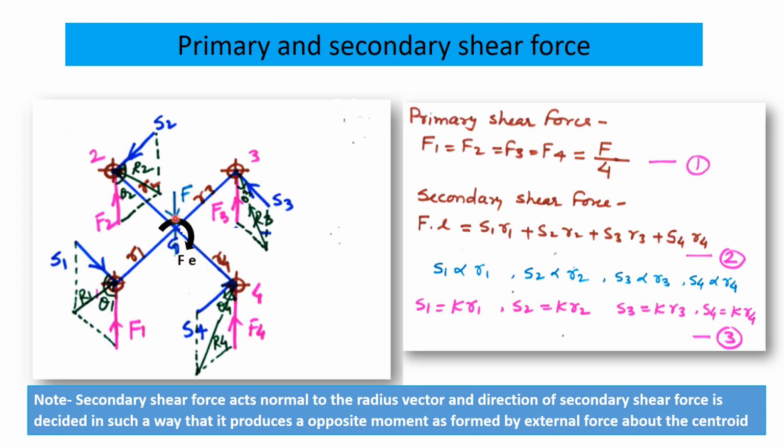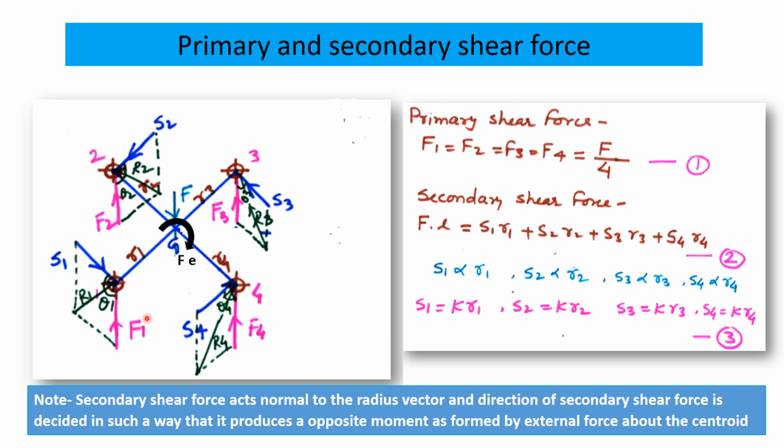Because of this force F, a direct shear stress is produced inside each and every rivet, so it produces a primary shear stress. Because of this couple F into e, a secondary shear force is produced in each and every rivet. The forces represented by the symbol F1, F2, F3 and F4 are called the primary shear forces, and the secondary shear forces are represented by the symbols S1, S2, S3 and S4.